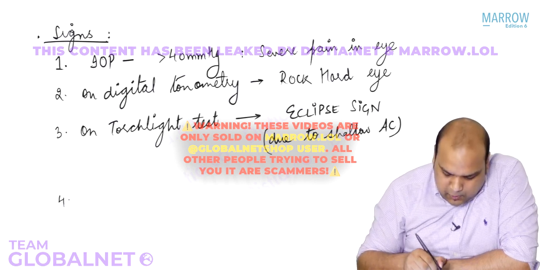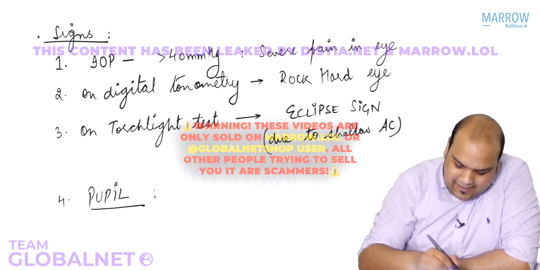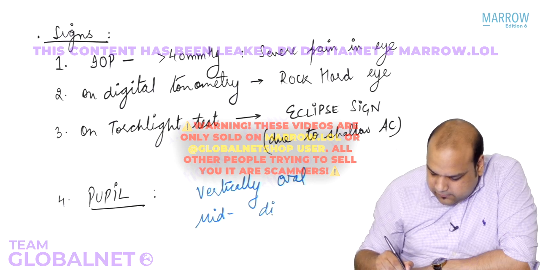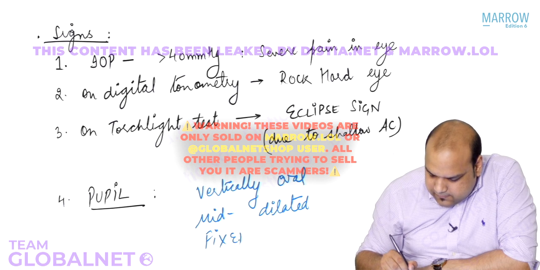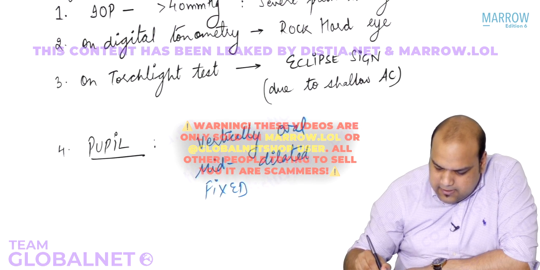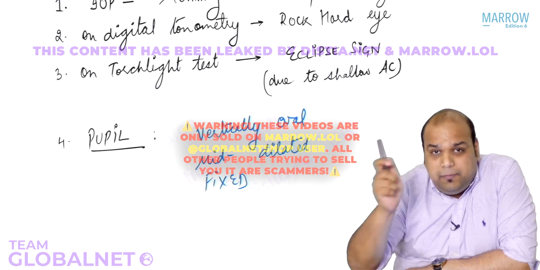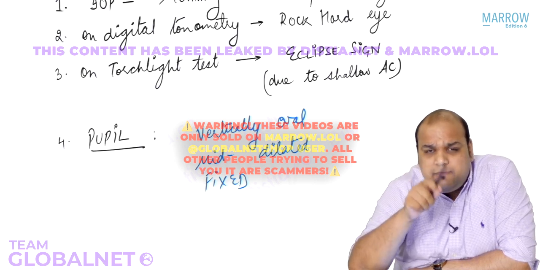Now, when you look at the pupil, everybody, pupil is characteristically vertically oval, mid-dilated, and fixed. These are the three words we use to describe the pupil in case of angle closure. Again, please remember, I am not saying glaucoma pupil is vertically oval.